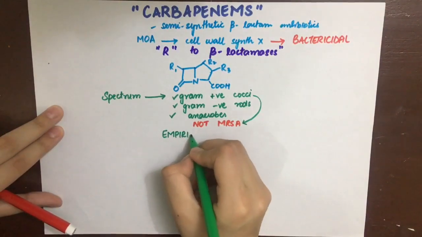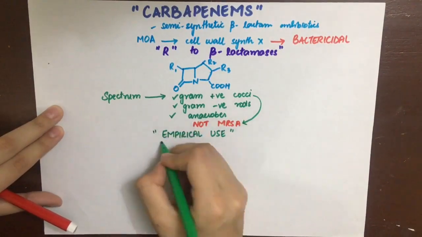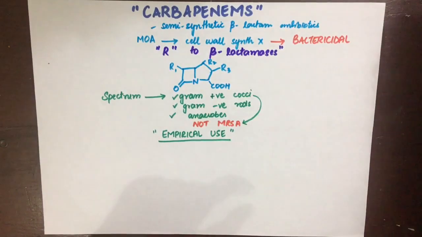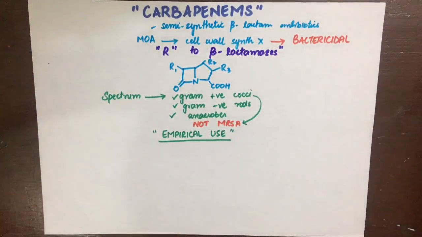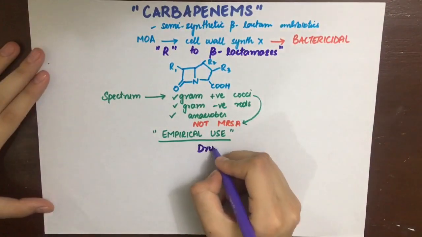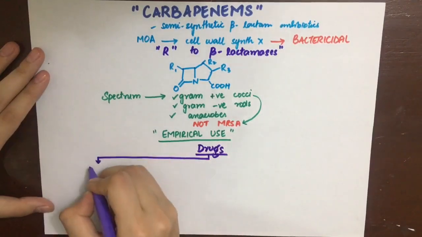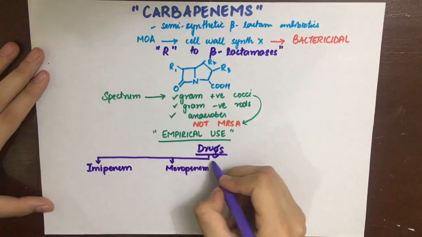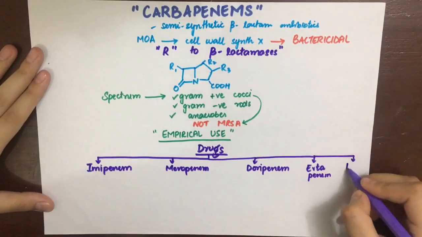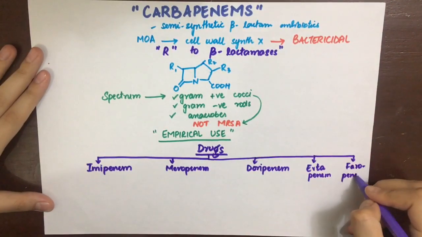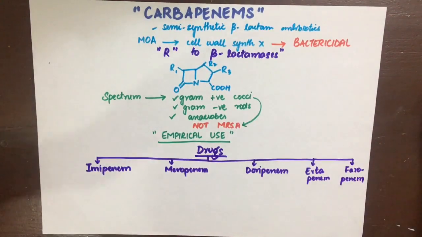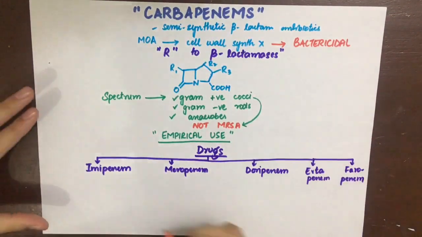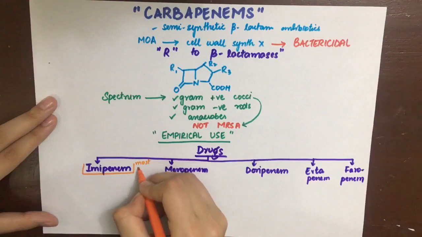Because of this spectrum of antibacterial activity, they can be used as an empirical treatment, that means before we are sure what sort of bacteria we are dealing with, we can use carbapenems. Some of these drugs include imipenem, meropenem, doripenem, ertapenem, and faropenem. We'll only discuss the first two, that is imipenem and meropenem, because these two are important.